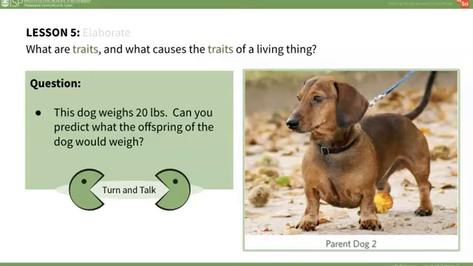Ask students if their prediction would change if they knew that the offspring would be fed 10 times a day by the owner. Students may predict that the dog would weigh much more than 20 pounds. Tell students that this is an example of how the environment could influence the traits of a living thing.